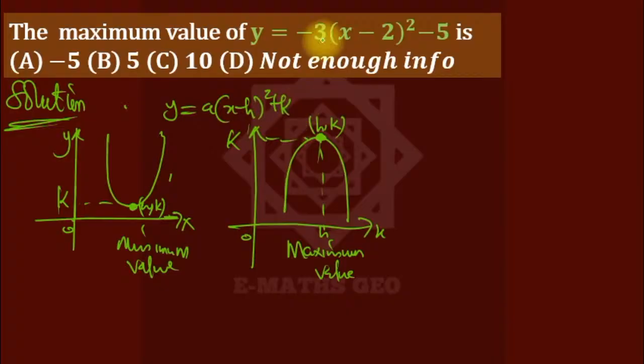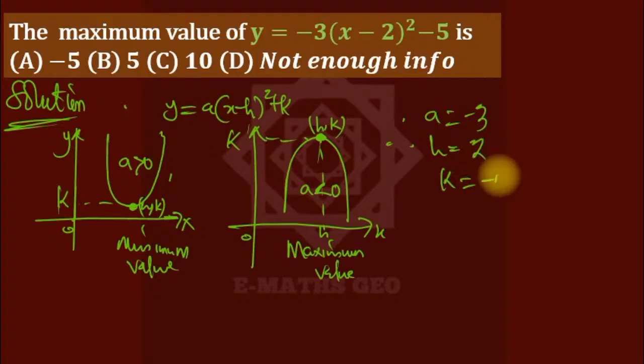So if you look at this equation now, how do you know it's concave up or concave down? This is when a is greater than 0, while this is when a is less than 0. So it will have a maximum if a is less than 0 and a minimum if a is greater than 0. From here, a is minus 3, so it will have a maximum value. That's why they ask us maximum value. And h is 2, while k is minus 5, and this is the answer.